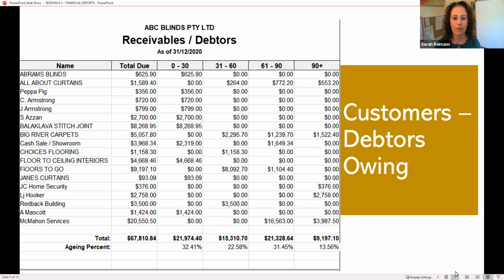This is a blind and curtain business, which do run a lot of debtors and creditors. But if you're another sort of service-based business, you could have upfront payments or monthly payments or something like that. So you need to really think about how you structure your customer terms.